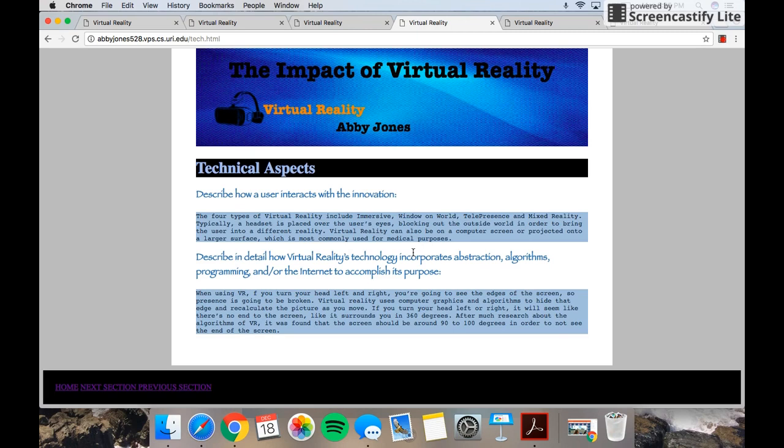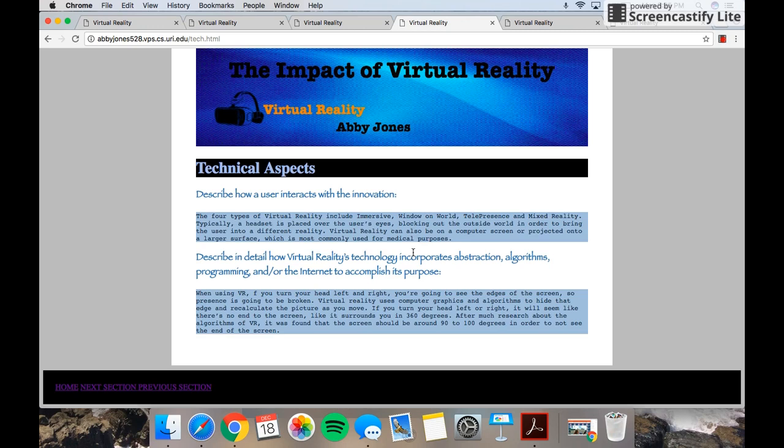So I decided to talk about virtual reality in regards to its algorithms, and I talked about how when you use VR, when you turn your head to the left and to the right, you can see the edges of the screen. So the presence of you being in a different reality will be broken, and virtual reality tries to use computer graphics and algorithms to hide that side of the edge of the screen and recalculate the picture as you move. So if you turn your head in different ways, it would seem like there's no end to the screen, as if it would surround you 100 or 360 degrees.